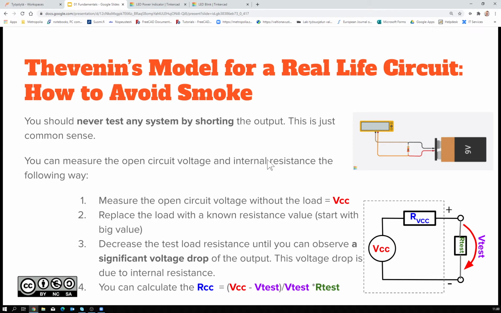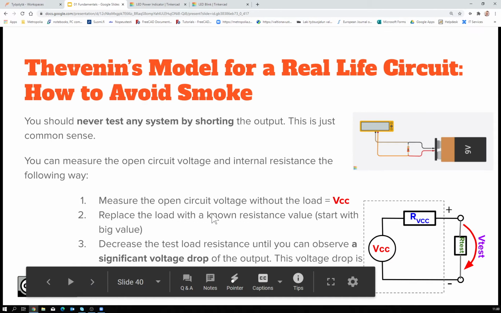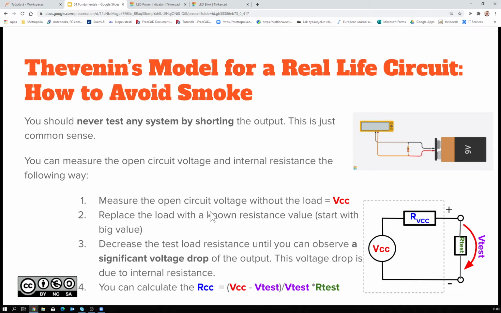In a real-life circuit, how do you avoid smoke and measure the resistance of a battery, for example, the output resistance of the battery? Practically, you can measure the open circuit voltage without the load first.